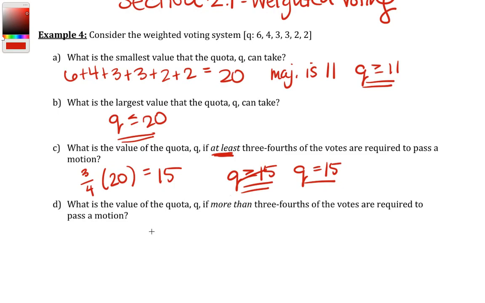And part D, what is the value of the quota if more than 3/4 of the votes are required to pass a motion? So the difference here is we have more than rather than at least. So at least means it could be 3/4, which is 15. More than means that it has to be more than 15. In that case, it would be 16.